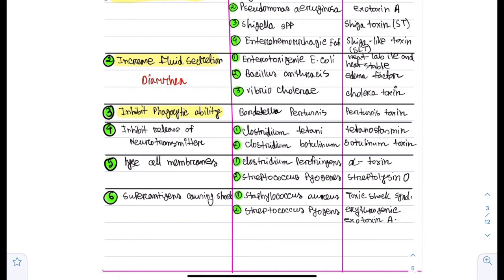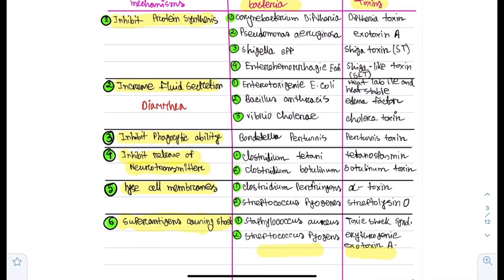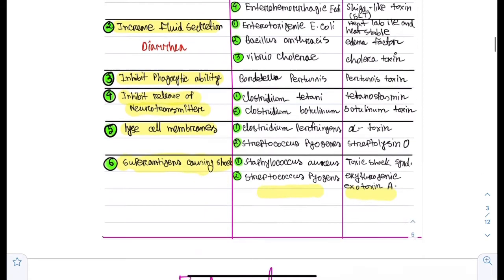And then we have the fourth one: they inhibit the release of the neurotransmitters, and they also lyse the cell membranes, and they have superantigens, which are the cause of the shock. And here are the toxins, and these are the bacteria. If you make a table or make flashcards out of this content, then it will be easier to learn.